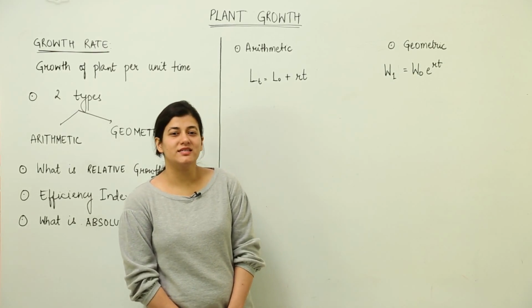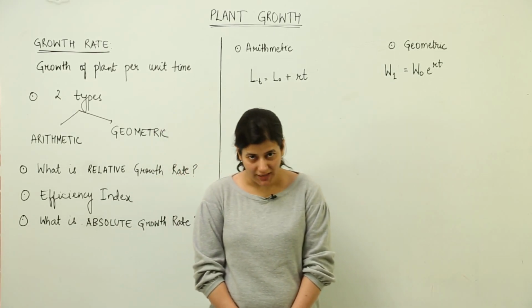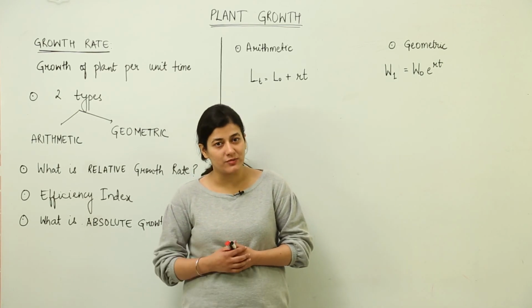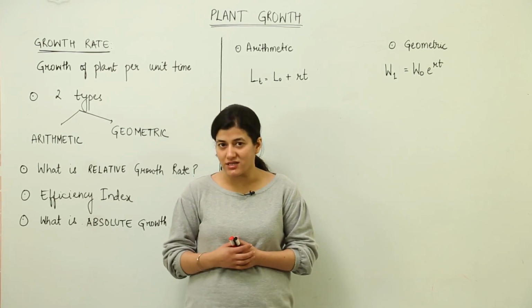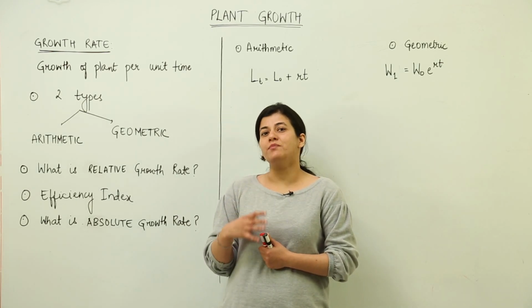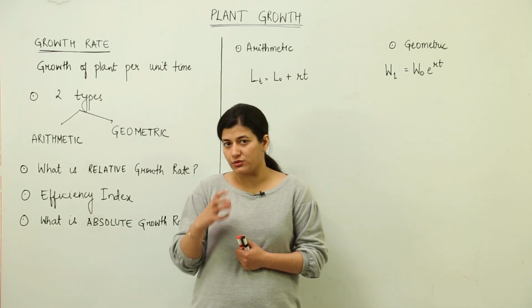Now we are going to discuss growth rates. You know, plants show growth. The growth is a consequence of protoplasmic increase, that is, protoplasm is increasing as a result of meristematic division. That growth can be measured. We did talk about that growth can be measured.